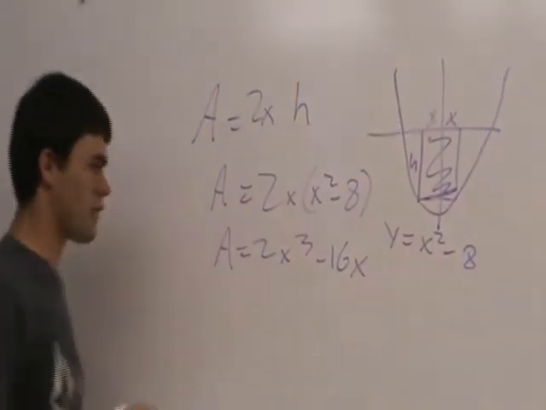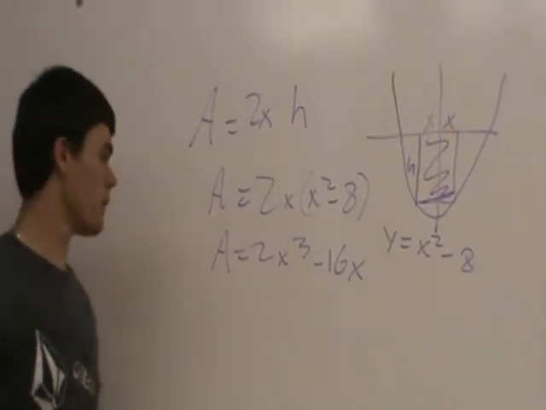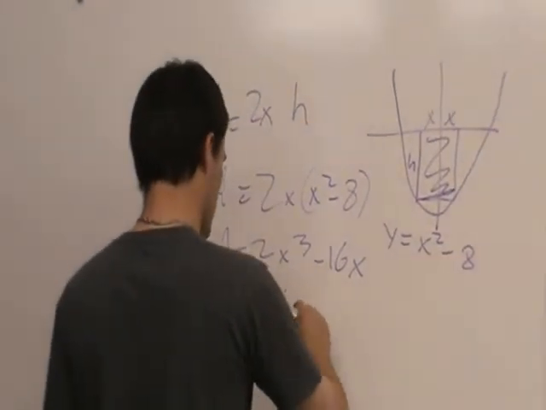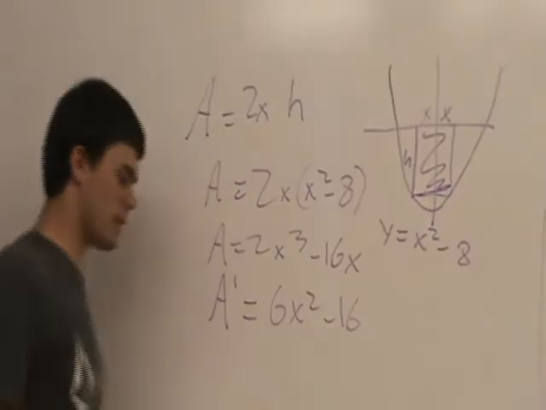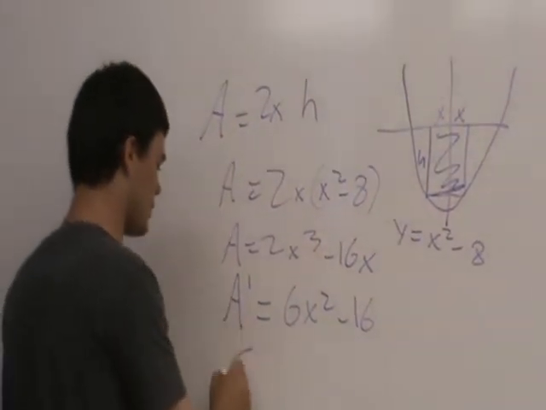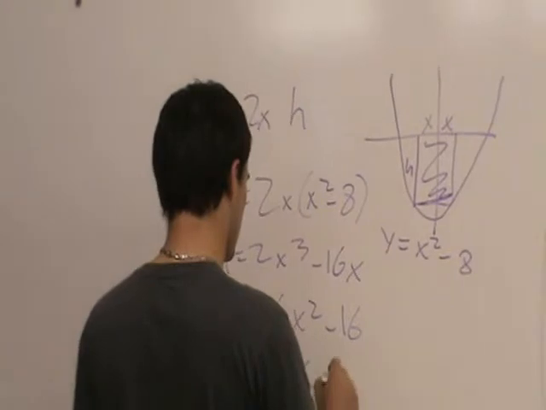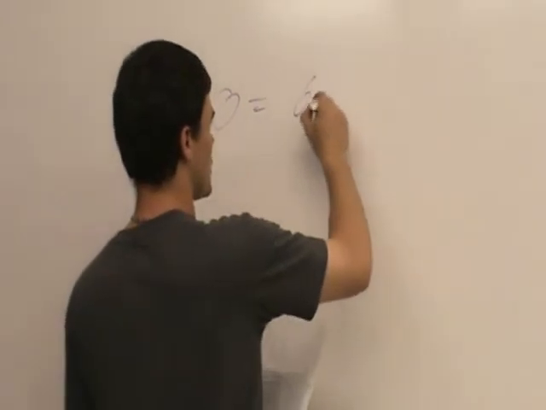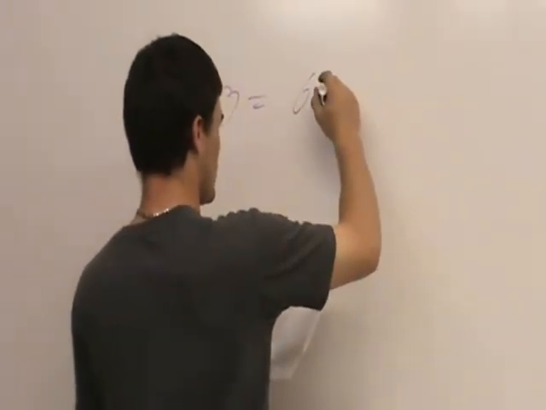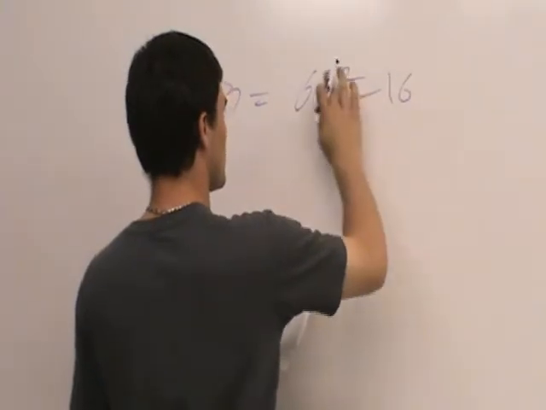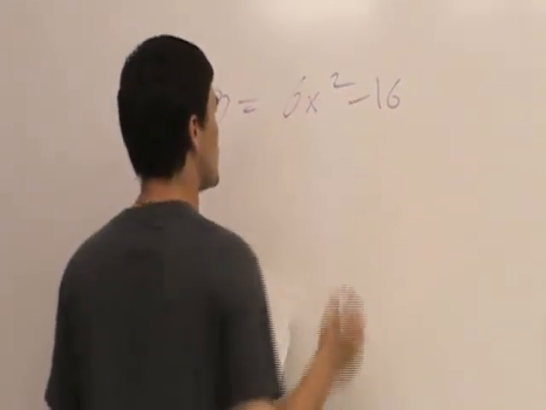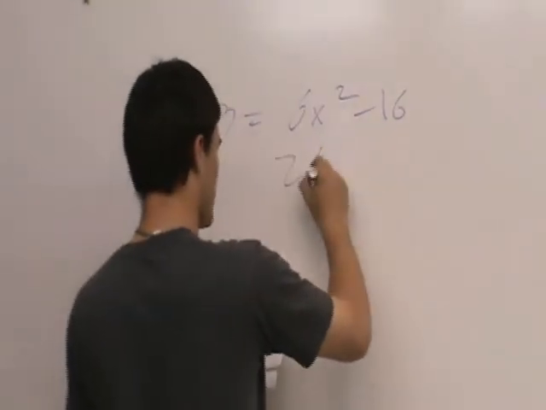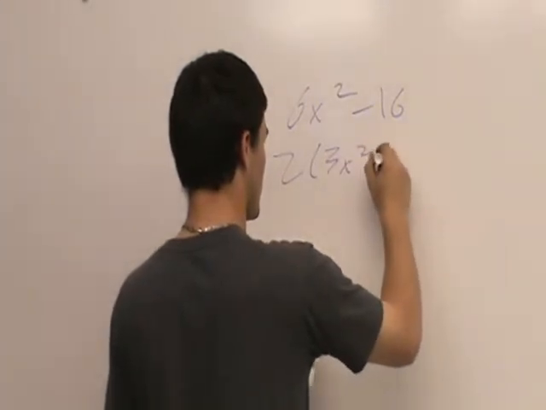So the area equals that, and then you need to find its derivative, which A prime would be 6x squared minus 16, and then you set that equal to 0. So you set A prime to 0, like I said, and you can factor out a 2: 2(3x squared minus 8).